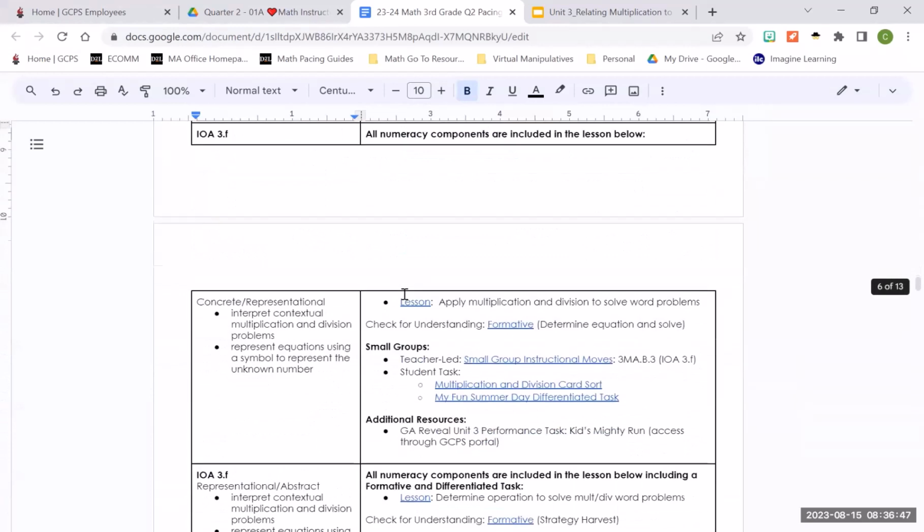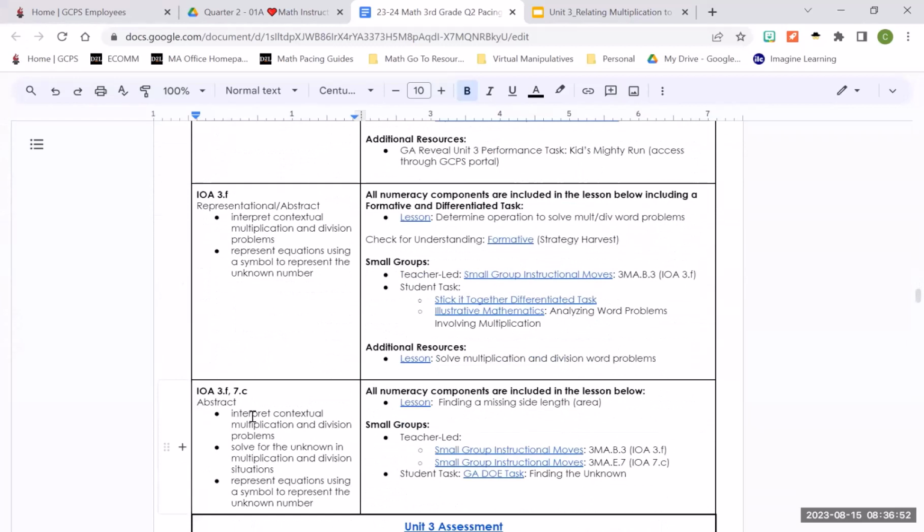The remaining days in this unit are devoted to IOA 3F. Please make note that the last day of IOA 3F, we are revisiting IOA 7C that is connected to area. Specifically on this day, we are finding the missing side length because our students now have an understanding of the relationship between multiplication and division, whereas in Unit 2, our only focus was multiplication.